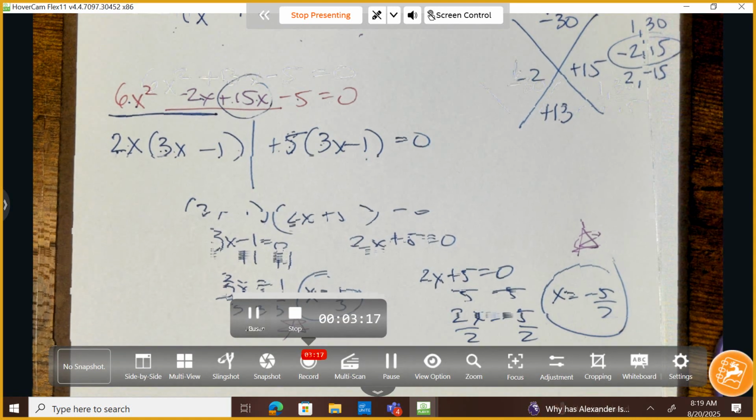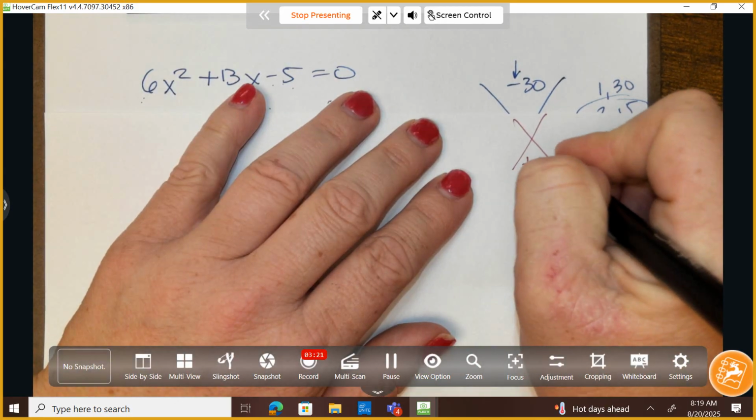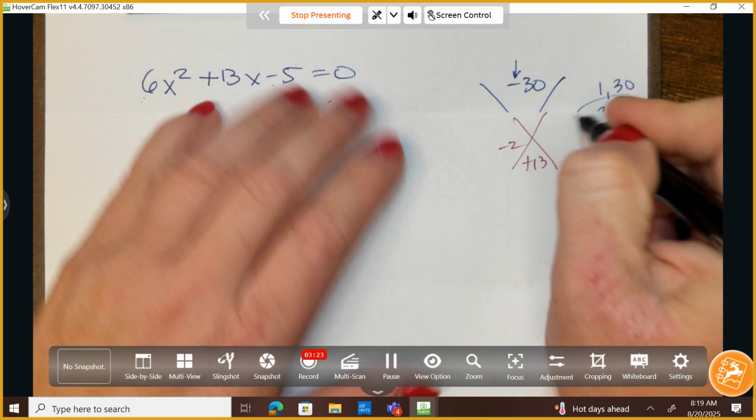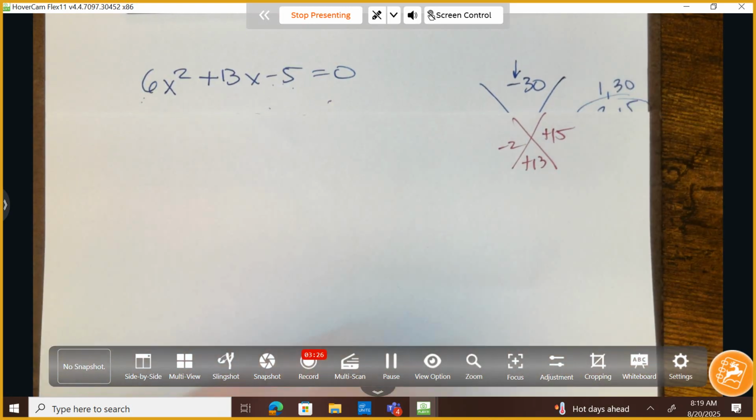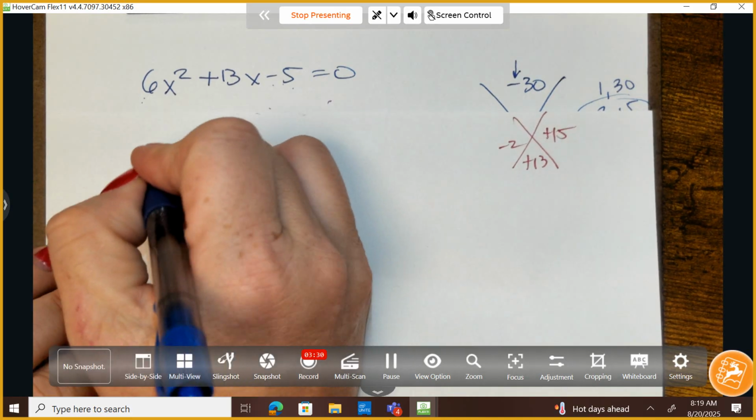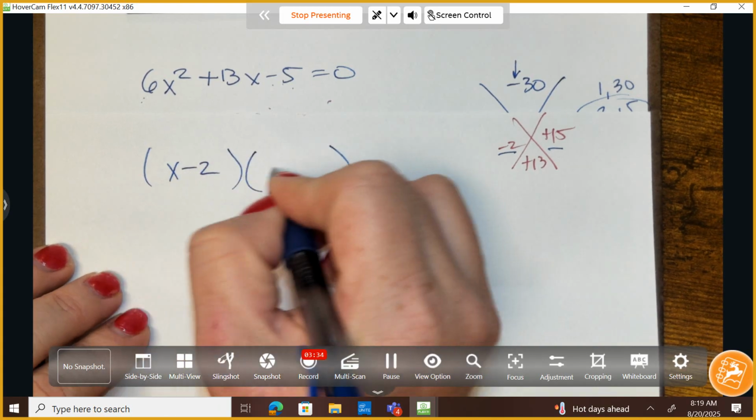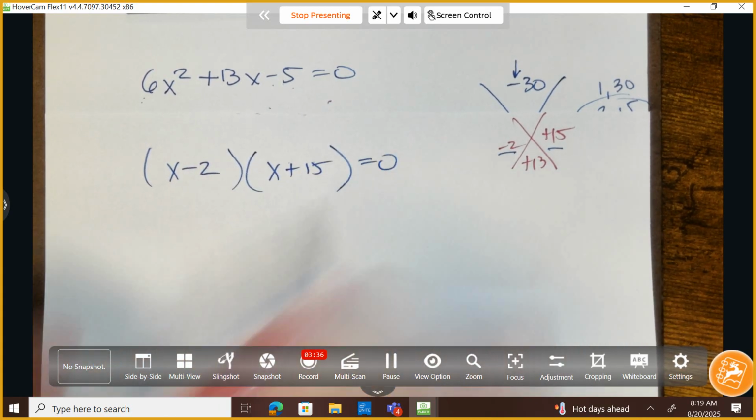I'm going to do the exact same problem again. As you can see, we already selected our numbers: positive 1/3, negative 2, and positive 15. Now I'm going to use what's called the bottoms up method. I want you to write both methods down. What's bottoms up? Well, we've already selected our values, so x minus 2 and x plus 15 set equal to 0.